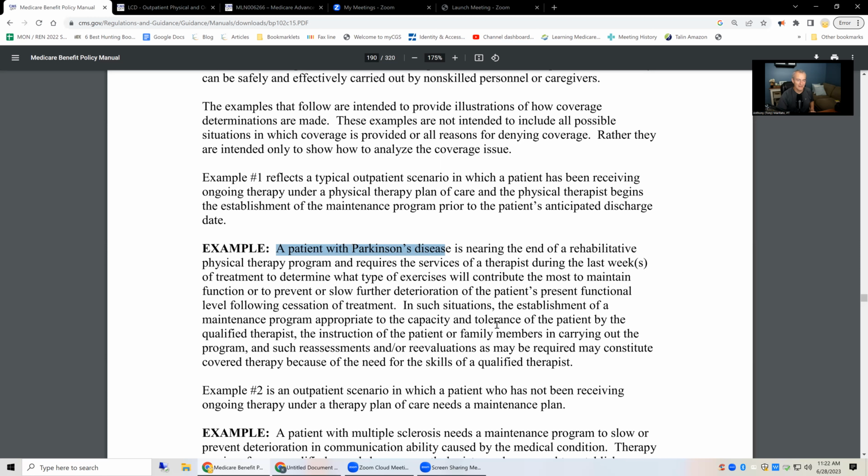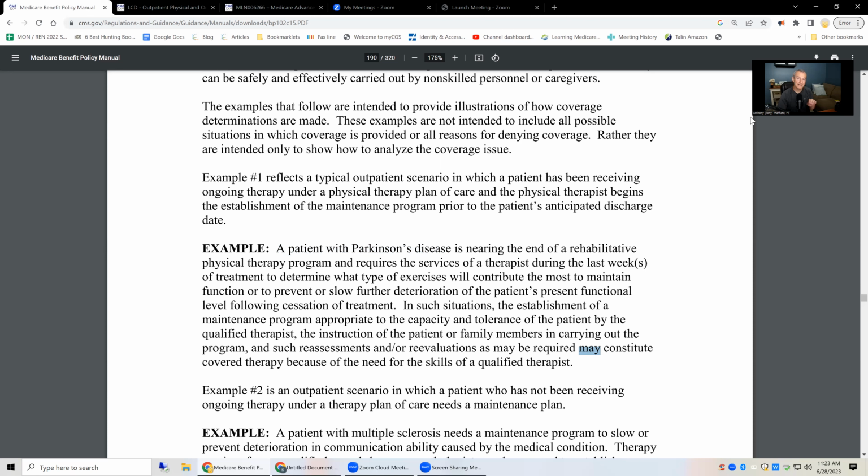The capacity and tolerance of the patient by a qualified therapist, the instruction of the patient or family member in carrying out the program, and such reassessments or reevaluations as may be required may constitute, not will, may constitute covered therapy because of the need for a skilled therapist. May is an important word in this scenario because that indicates that they're not guaranteeing coverage.